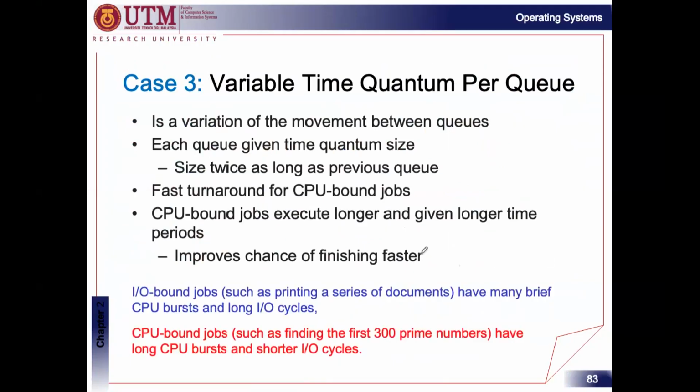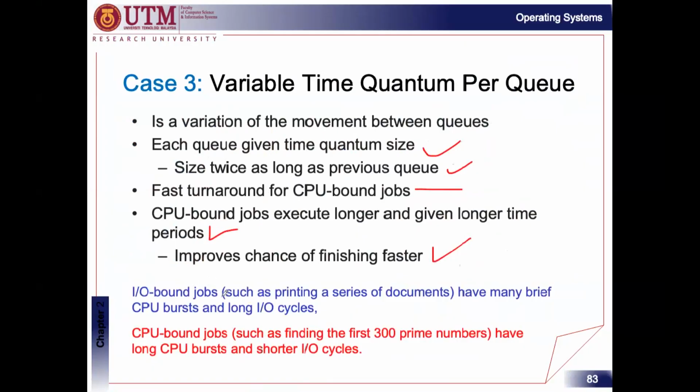Case 3, variable time quantum per queue. It's a variation of movement between queues. Each queue is given a time quantum size, twice as long as the previous queue. This gives fast turnaround for CPU bound jobs. CPU jobs execute longer and are given a longer time, so it improves the chance of finishing faster.